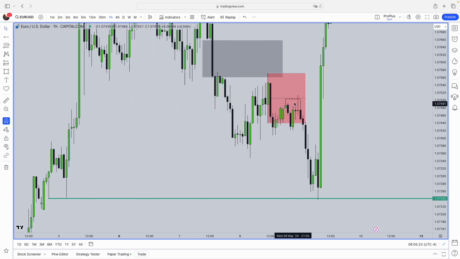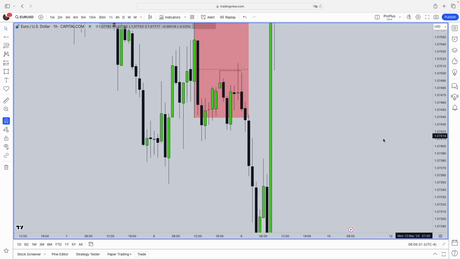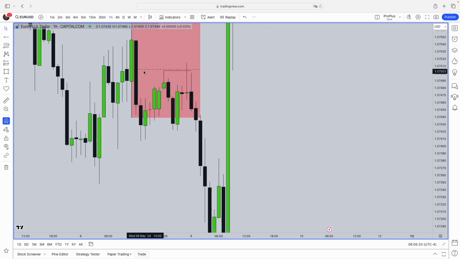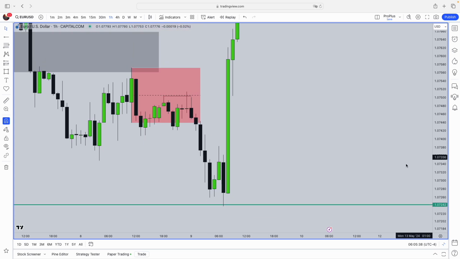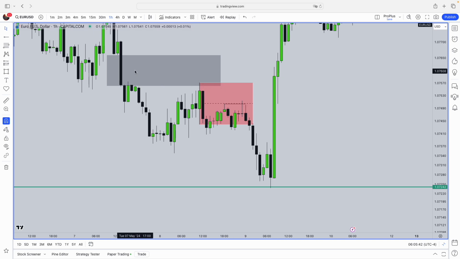This is what we'll be targeting during London session, here and here. It rejects off the mean threshold of the bearish order block, takes buy side, and then continues to trade lower. So there are 3 reasons at the minute: 4 hour SIBI, bearish order block mean threshold, and buy side's been taken.